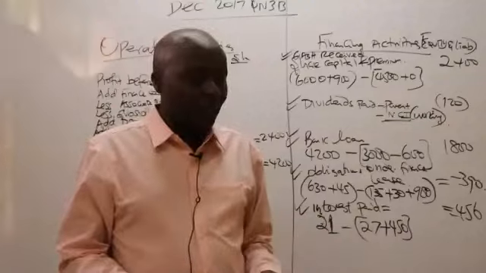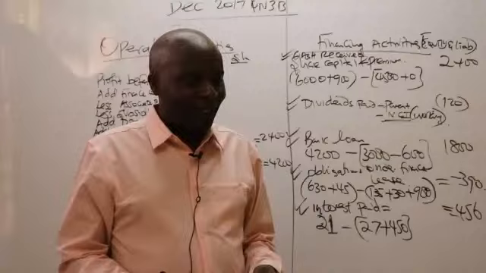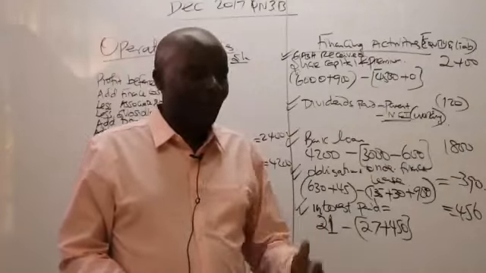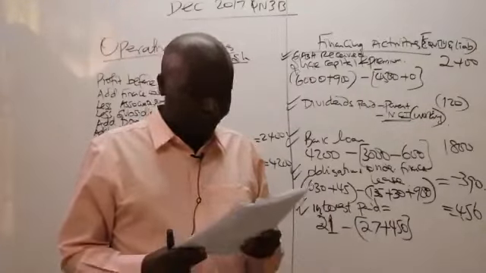Some are saying negative 3. Some are saying 108. I like this class because of diversity. Everybody has their own figures, which is very good. Jabiri says negative 3.